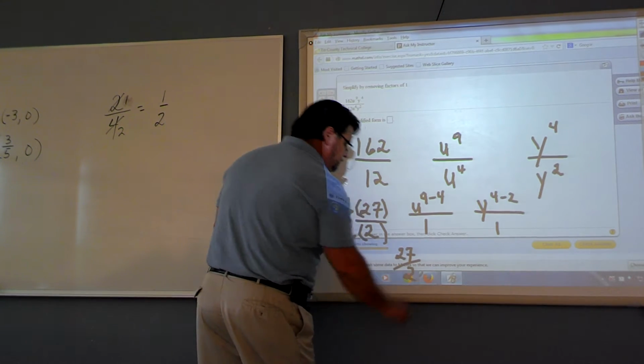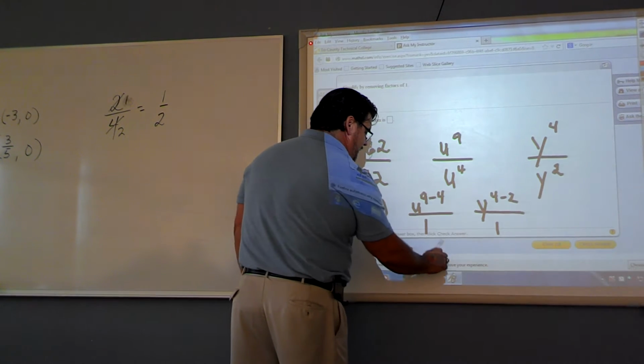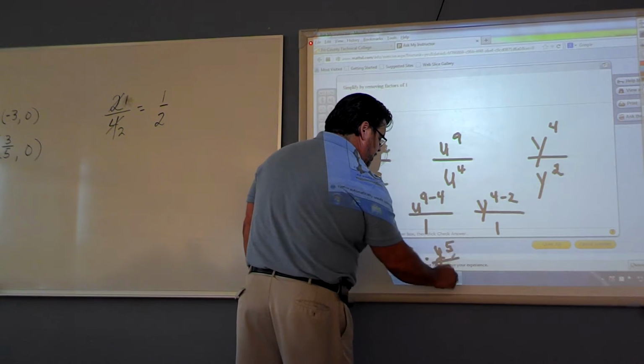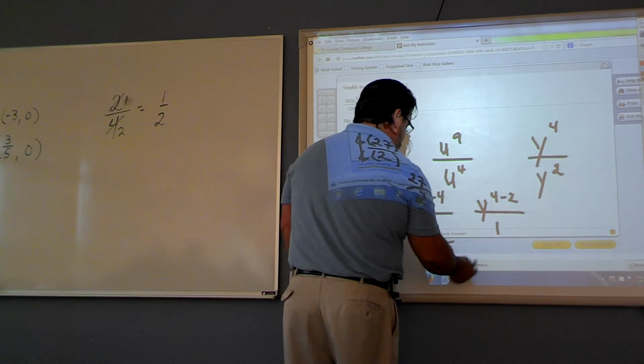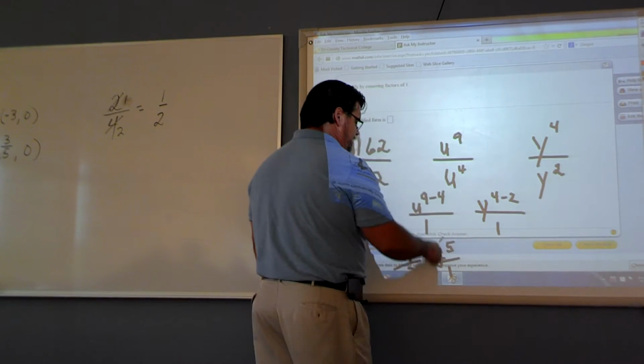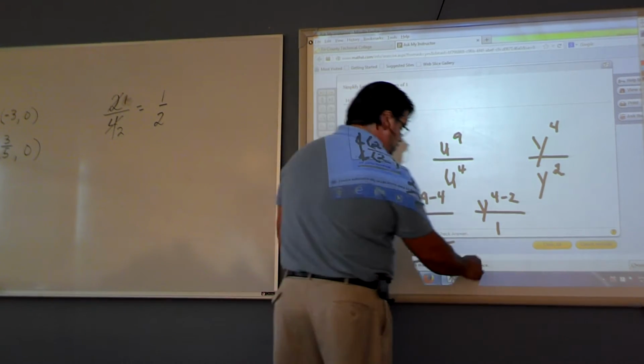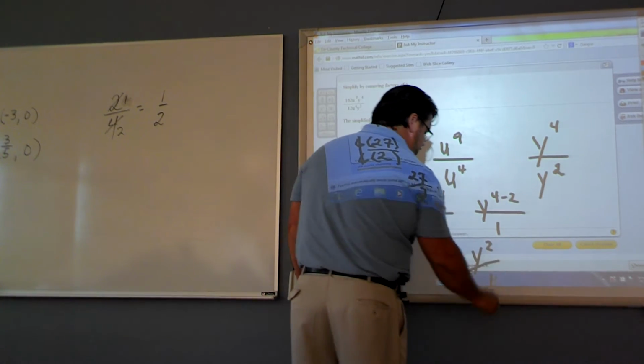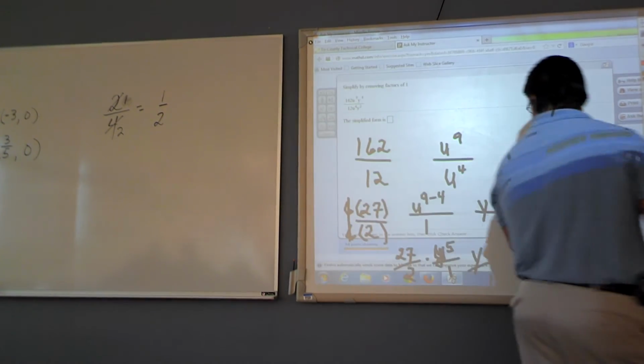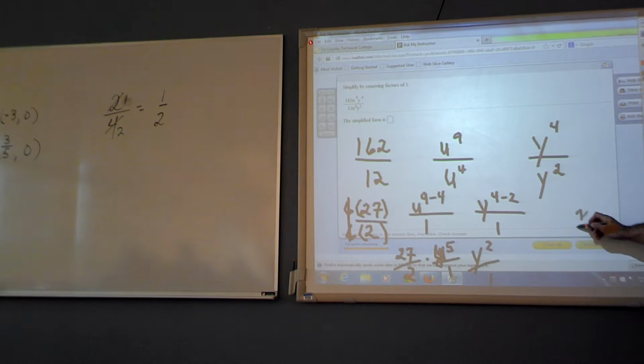So that would be 27 over 2 times u to the 5 over 1, and then what is your final answer? 27 u to the 5th over 2. I don't think, just use x's and y's, u over.